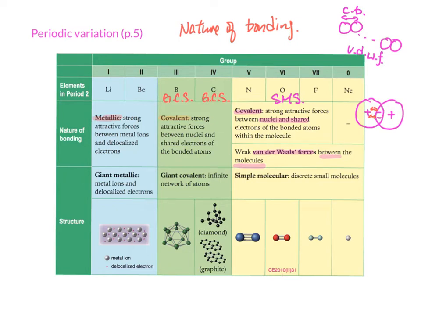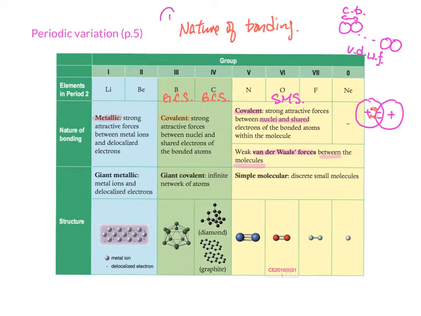So these are the properties of the nature of bonding, and you will find that across the period they change from metallic to pure covalent, and then afterward covalent mixed with van der Waals force. After that, when they move on to the third period, they again go from metallic, covalent, and covalent mixed with van der Waals force. So this is called the periodic variation.